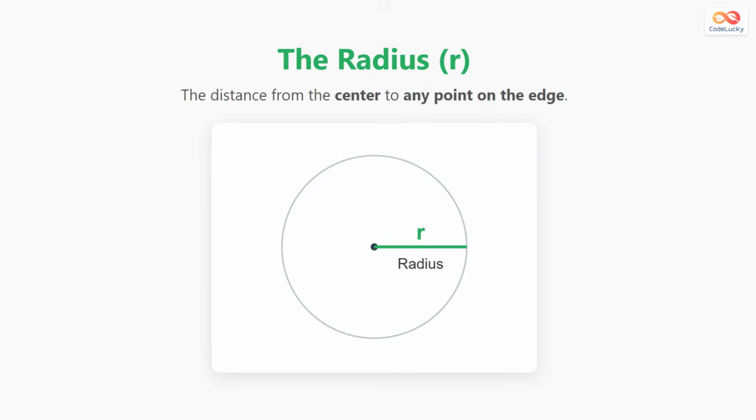This distance from the center to the edge has a special name. It is called the radius, often written as the letter R. No matter which direction you go, if you start at the center and stop at the edge, the distance is always the same.